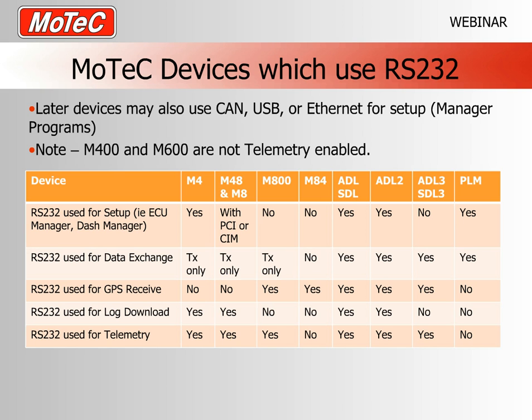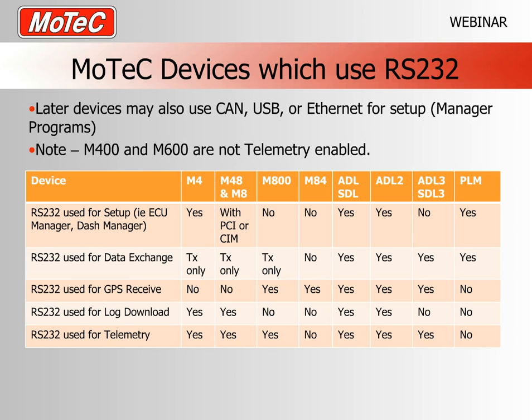Our later devices have much faster communications rates. They also tend to have much larger logging memories, but generally speaking the download speed is a lot faster. You can't get logs from an M800 or an M84 via RS232, and you can't get it from an ADL3 or an SDL3. And finally, we use RS232 for telemetry.